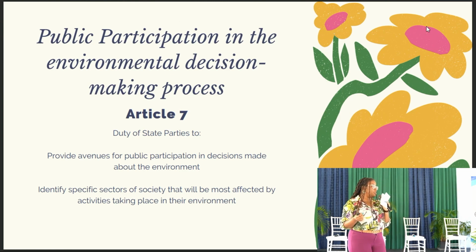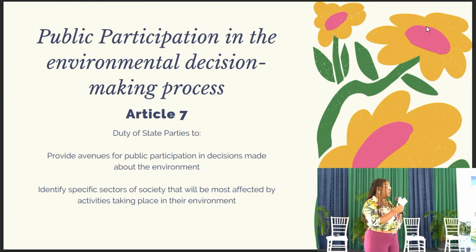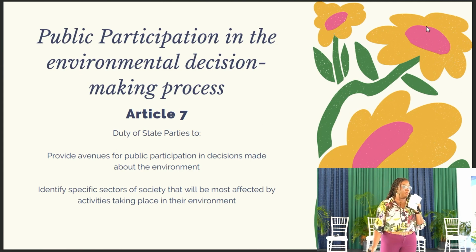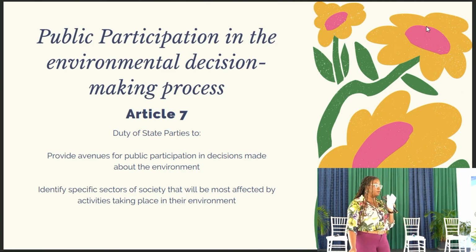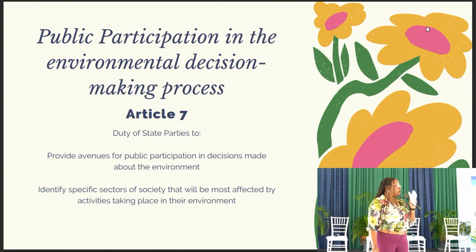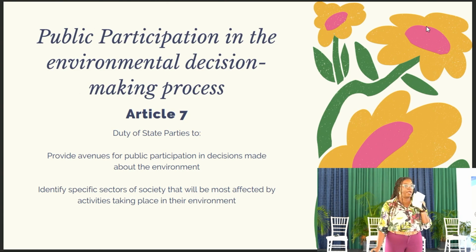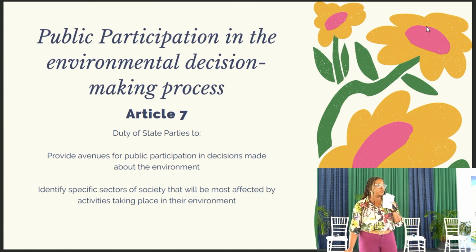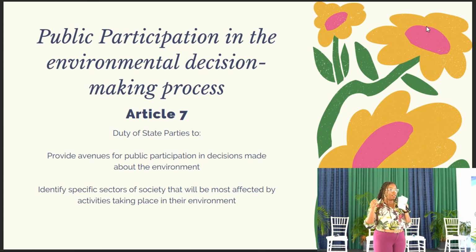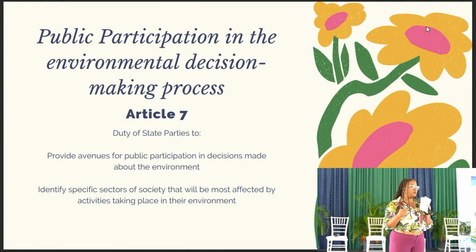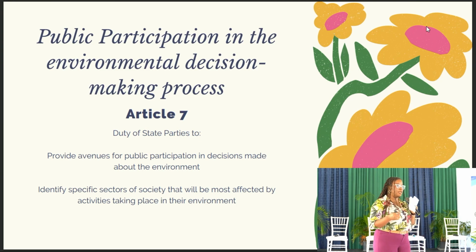So the government is supposed to provide avenues for public participation in decision making. And again, like I said, this includes providing the information in a timely fashion so that people can understand and absorb the information. The government is also supposed to identify specific sectors of the country that are going to be most affected by activities taking place in the environment. So if they're going to be doing a large-scale development or anything that's going to affect the environment, they are supposed to identify the possible vulnerable stakeholders in the area that are going to be most affected by this decision.